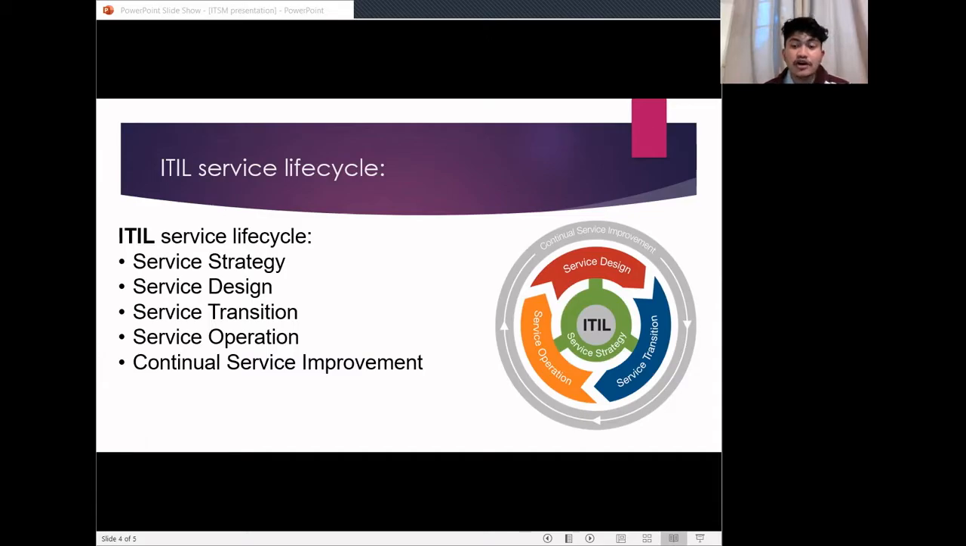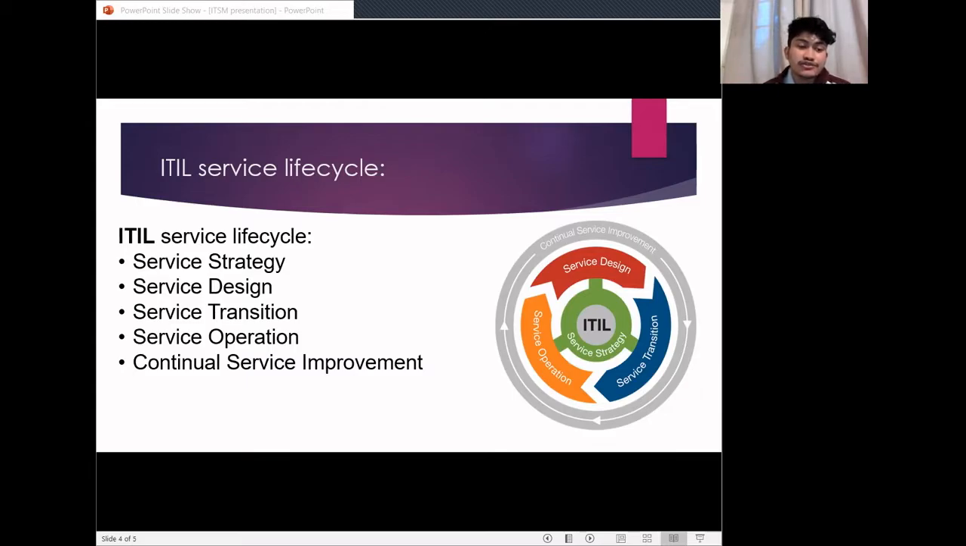And next is service operation. The service operation process includes fulfillment of user requests, resolving service failures, and fixing problems, as well as carrying out routine operational tasks or routine checkup tasks.